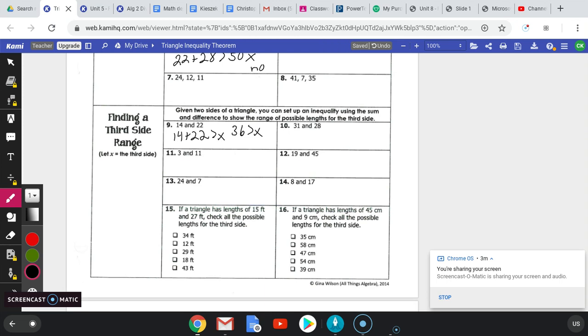Well, how can I figure out what it has to be at least? Let's assume that 22 is the big side. So 14 plus x has to be bigger than 22. And then I solve my inequality. x is bigger than 8. So my final answer is that my side has to be bigger than 8 or smaller than 36.